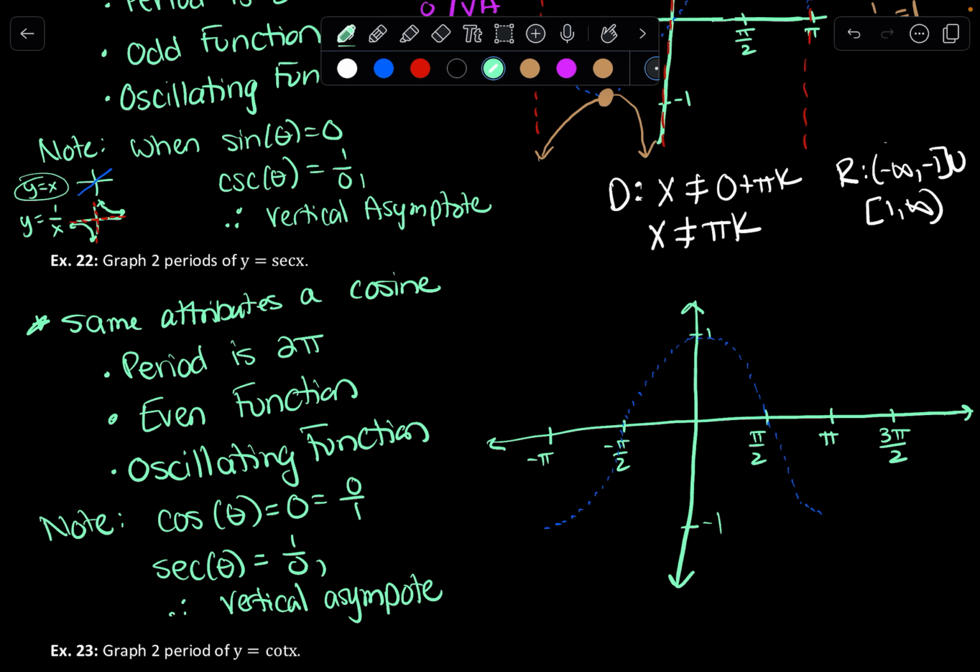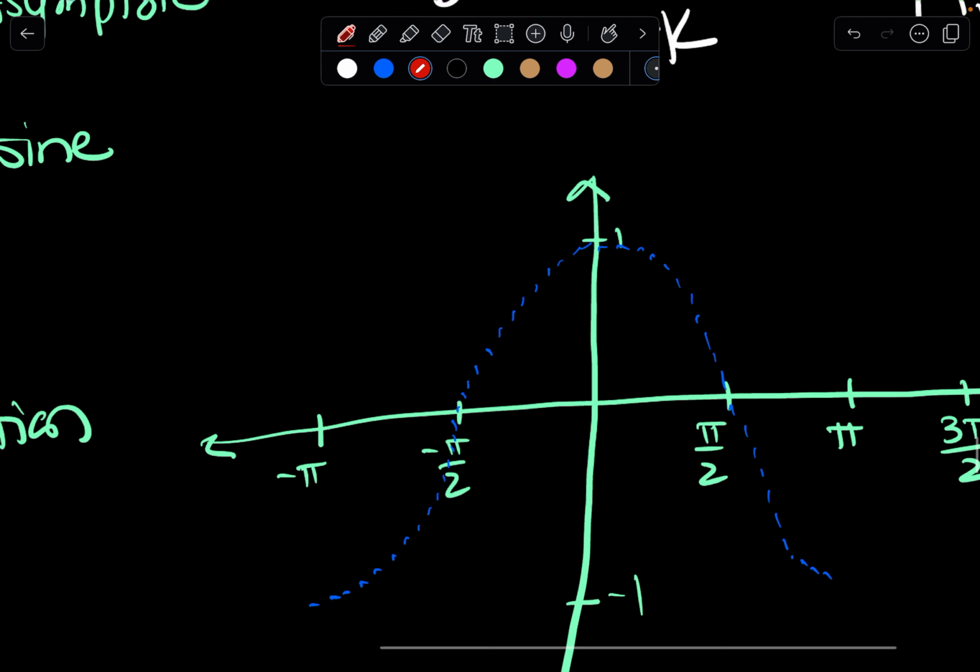All right, so let's start with the vertical asymptotes. If we look at this, instead of starting with a vertical asymptote, we see that the vertical asymptote is at -pi over 2. So we'll go ahead and sketch one there. And then the next vertical asymptote is at pi over 2.